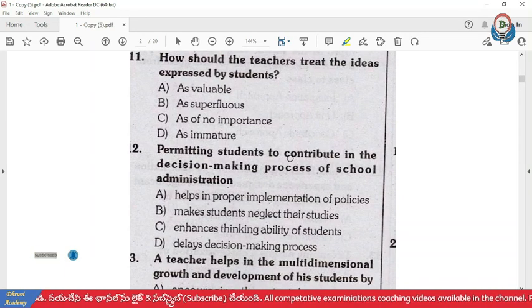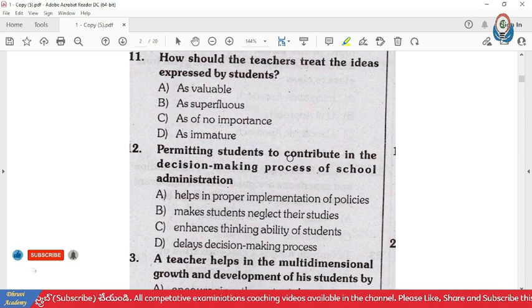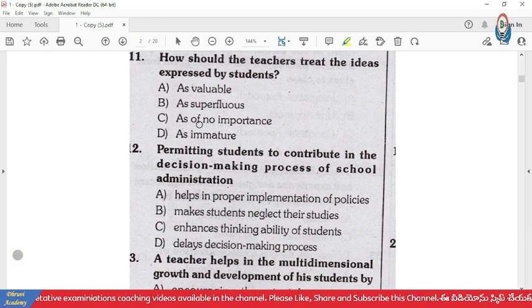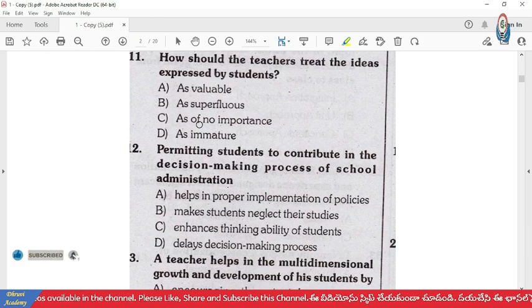How should the teacher treat the ideas expressed by students? A. as valuable, or B. as superfluous, or C. as of no importance, D. as immature.